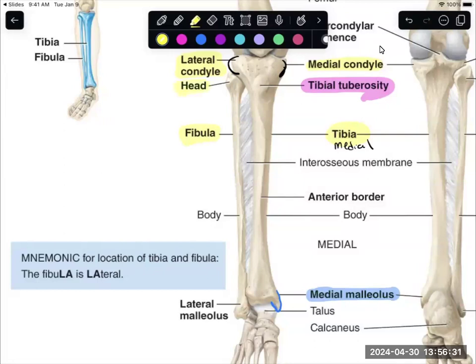We have the head of the fibula at the top, and then at the bottom, we have this lateral malleolus. So that's your ankle bone on the outside of your leg. That lateral ankle bone on the outside is that lateral malleolus.